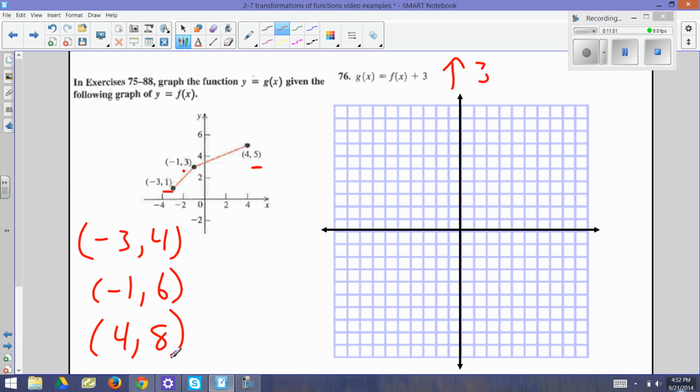So it's (-3, 1, 2, 3, 4). There's the point right there. (-1, 6) is right there. (4, 1, 2, 3, 4, 8) is right there. So the graph looks similar to that.